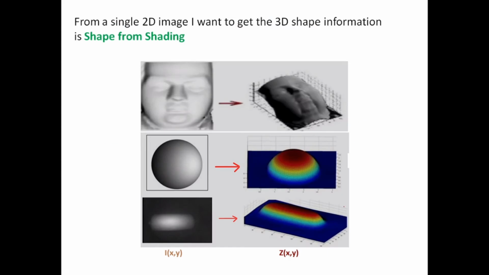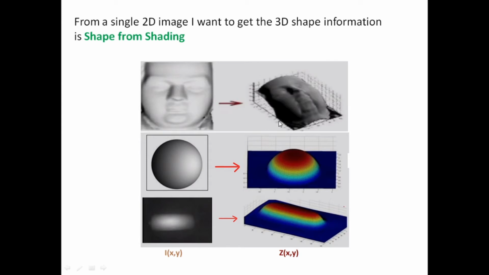So that means from a single 2D image with various intensity levels, I am able to reconstruct 3D shape information, 3D object information. If I want to, I will be able to reconstruct 3D shape information. That means if I want to get.